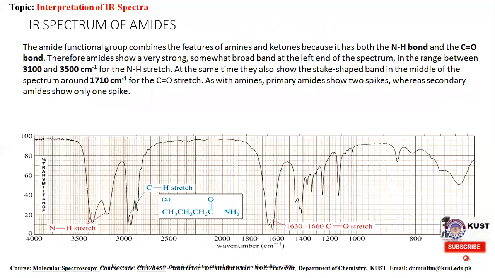This is the IR spectrum of amides. The amide functional group combines the features of amine and ketone because it has both a nitrogen-hydrogen bond and a carbonyl bond. Therefore, this will be a mixture of both nitrogen-hydrogen and carbonyl group stretching.